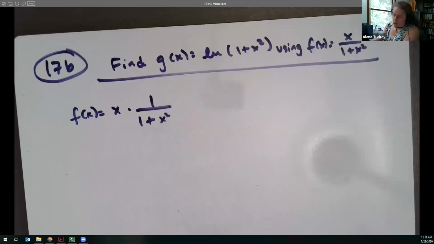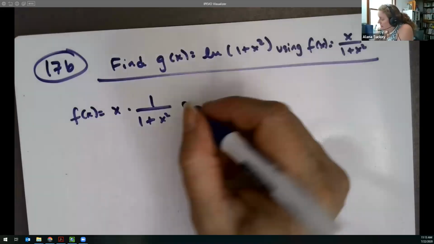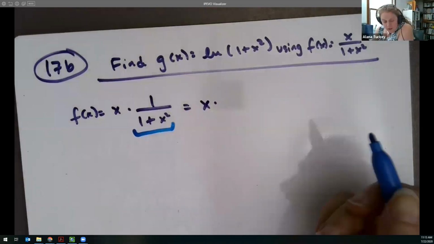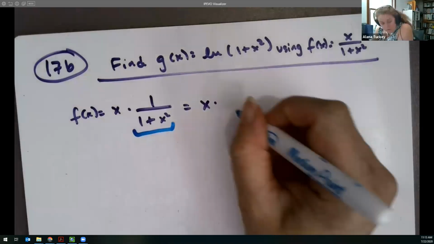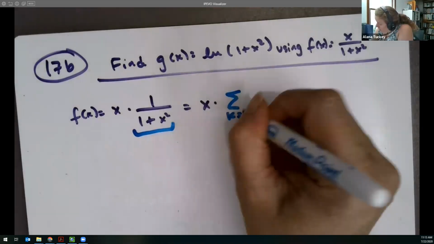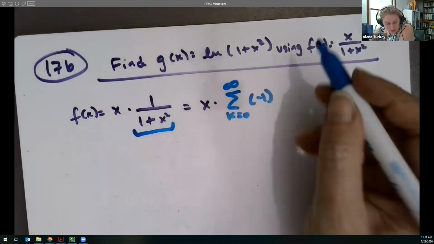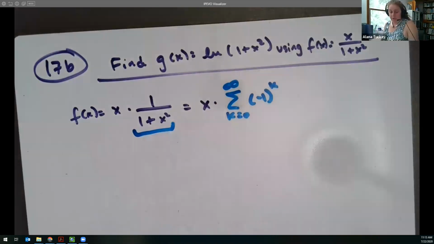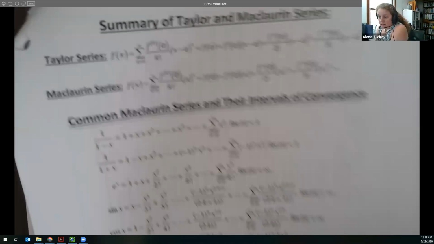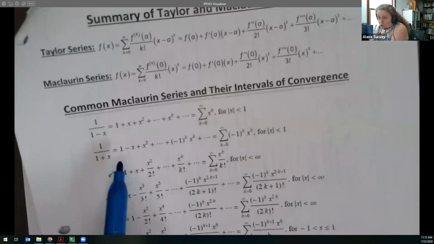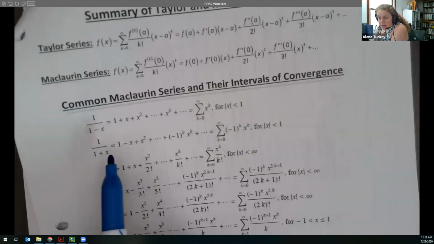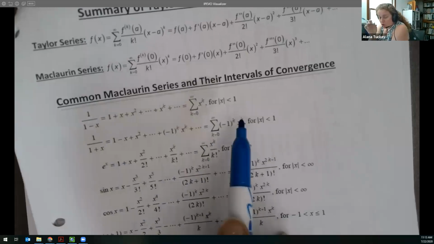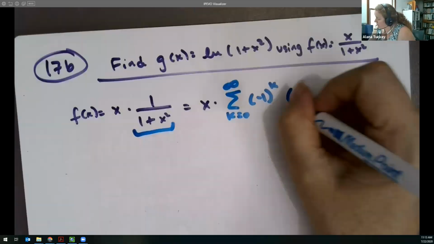So that's x times, and then this factor I've got a series for, because I can use that series from the table and say that this is the series from k equals 0 to infinity, -1 to the k. And now here's where the fun begins, because when you look at the table, it has just x, but we're going to use x squared. So it's going to be x squared, x to the 4th, x to the 6th. Instead of x to the k, it's going to be x squared to the k.